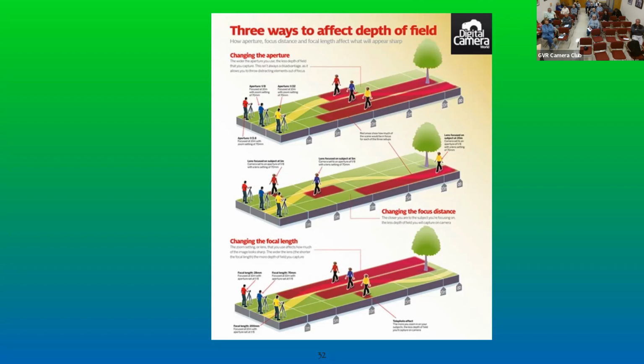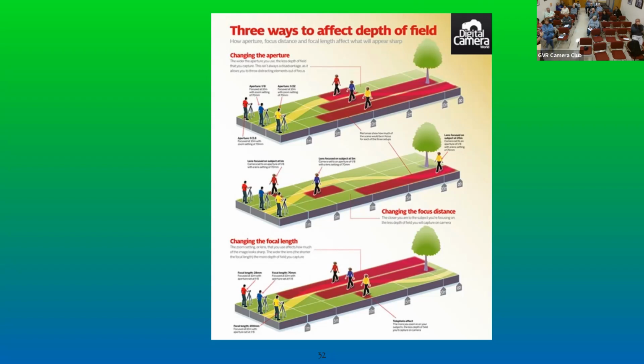So the longer the focal length, the wider the depth of field. Okay. So most of what you shoot is going to be in focus with a long lens.